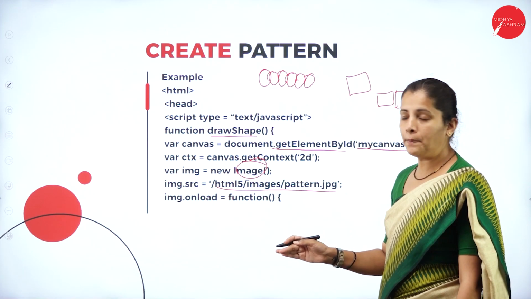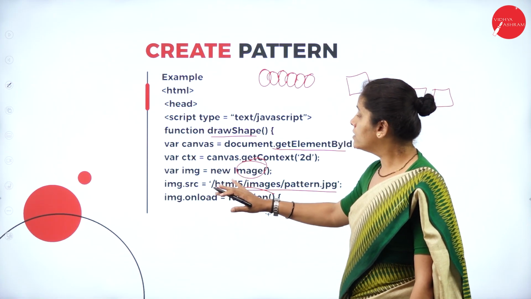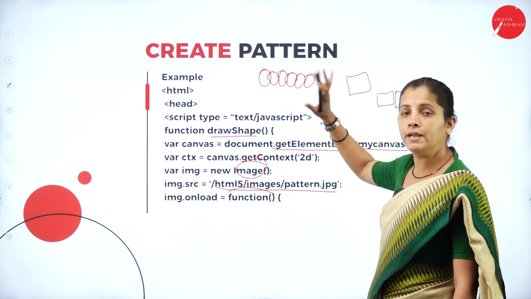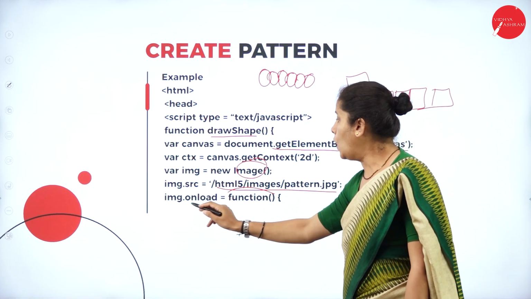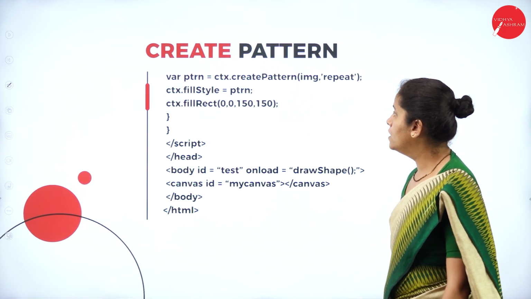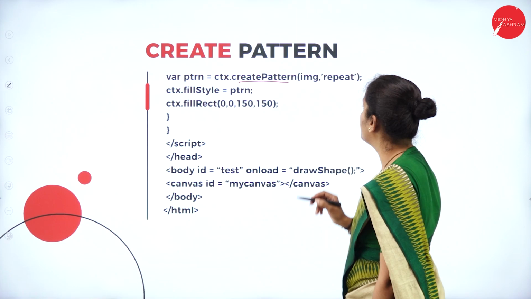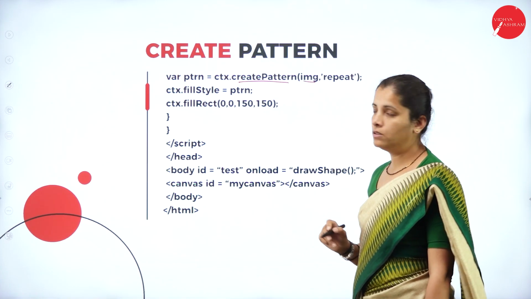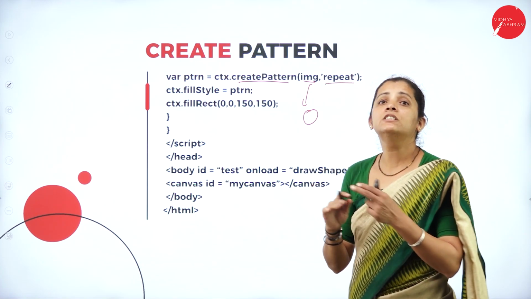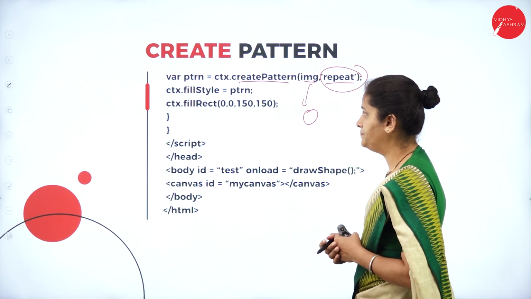When I load the page, what's going to happen? Your image must be drawn, your pattern must be drawn. So on load, I'm going to call a function. See here, I'm creating a pattern with an image. What kind of image? For example, a circle. I'm just repeating the circle, so it is repeat.